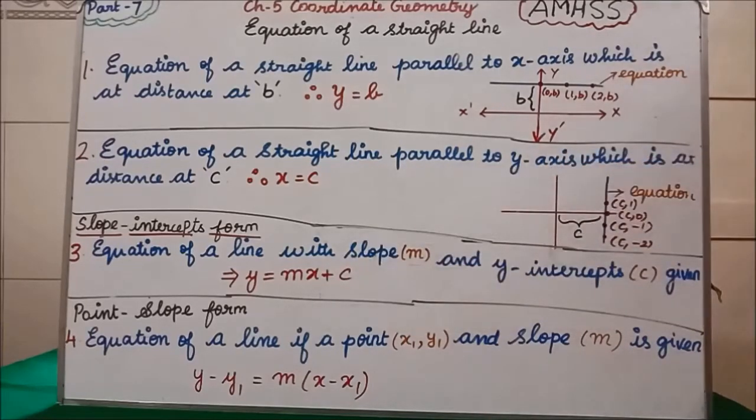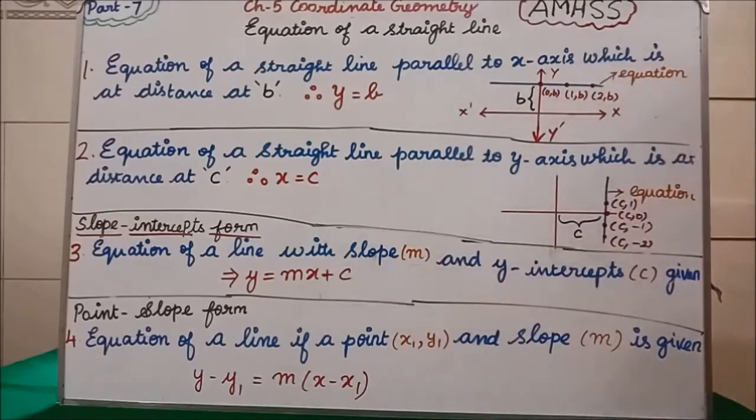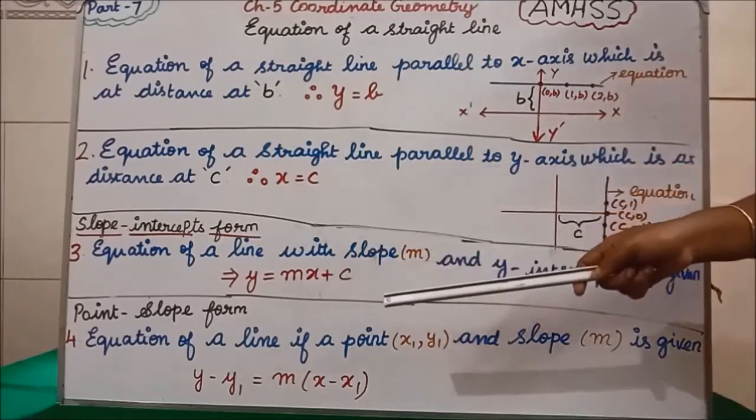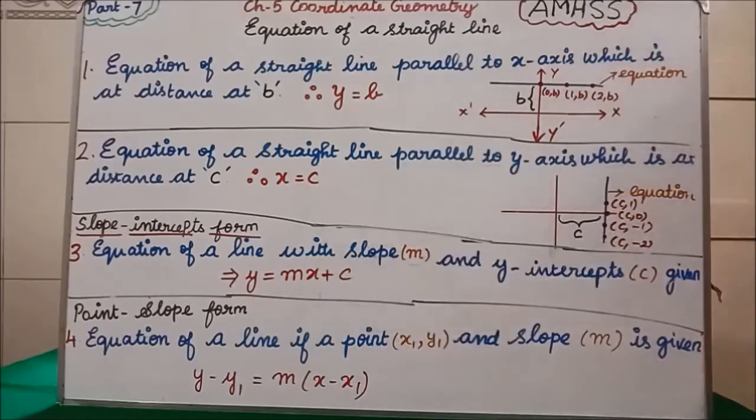Now the fourth one is the point slope form, which means one point and one slope. One point means x1, y1. One slope means m. If one point and the m value are given, what is the formula? y minus y1 is equal to m into x minus x1. Clear? When we do the problems, you will be able to understand it very easily. Clear, students? Next, we still have three formulas. We will see that now.